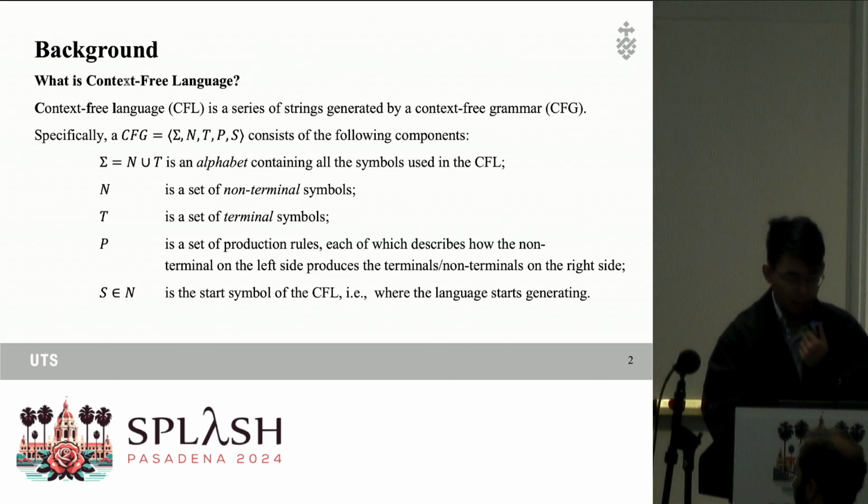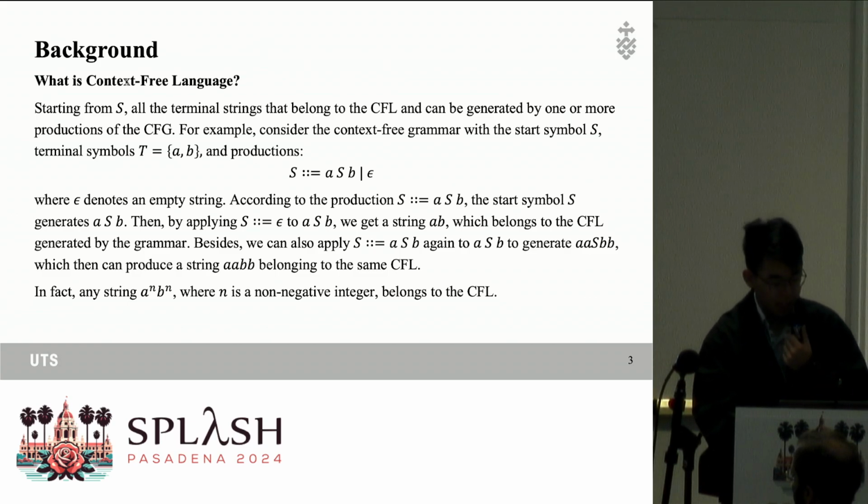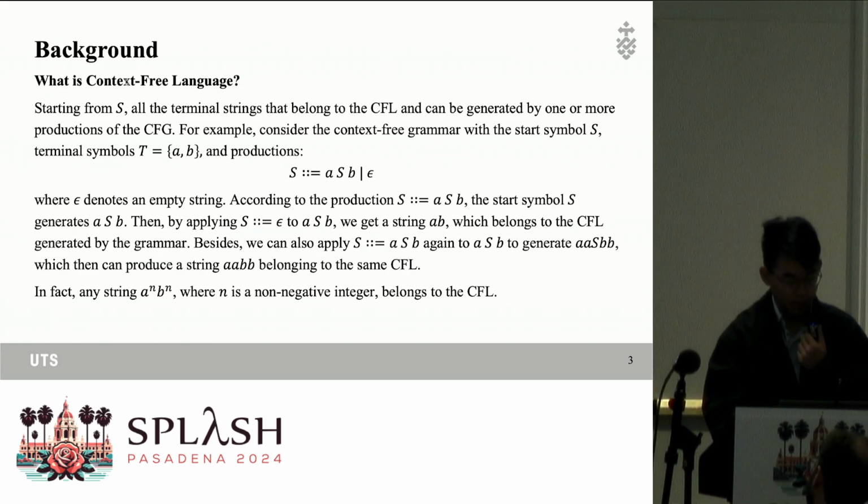It is where the language starts being generated. Starting from S, all the terminal strings that belong to the CFL can be generated by one or more productions from the CFG. For example, consider the context-free grammar with start symbol S, the terminal symbol set T of A and B, and the productions S equals A S B, and S equals epsilon. The epsilon here denotes an empty string.